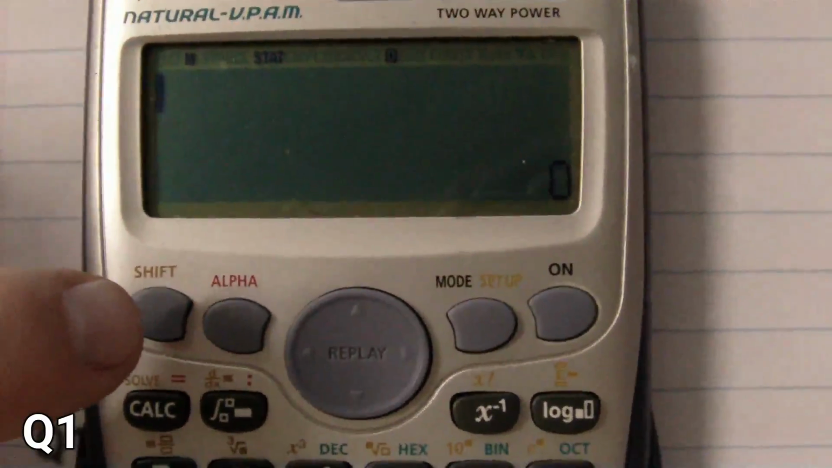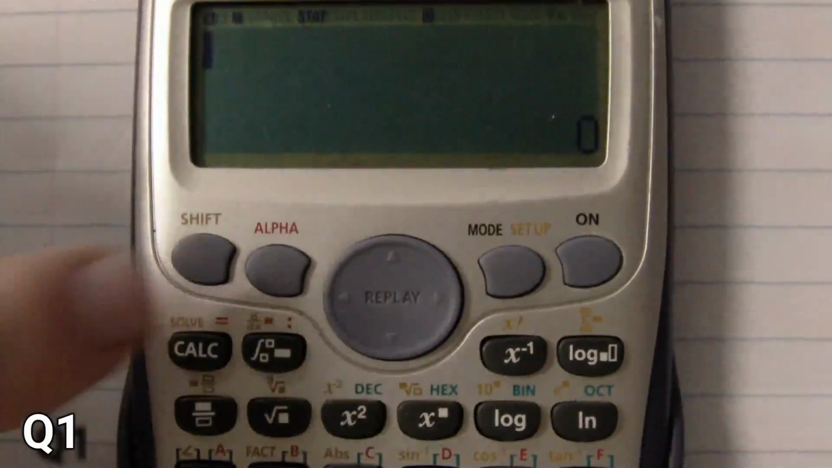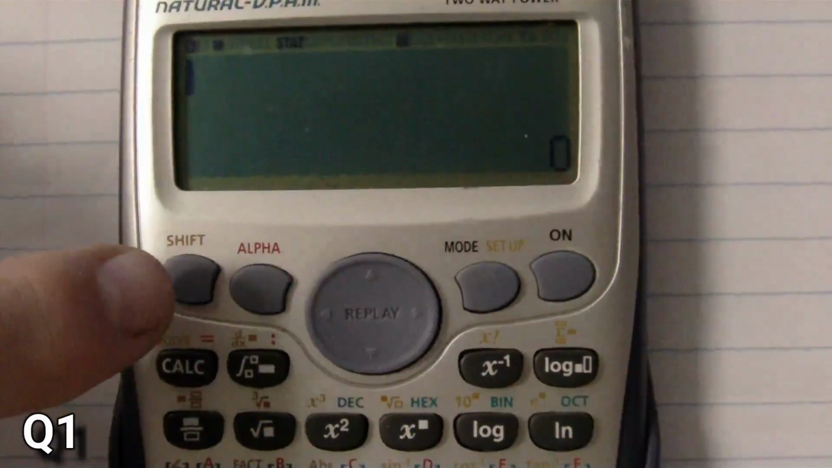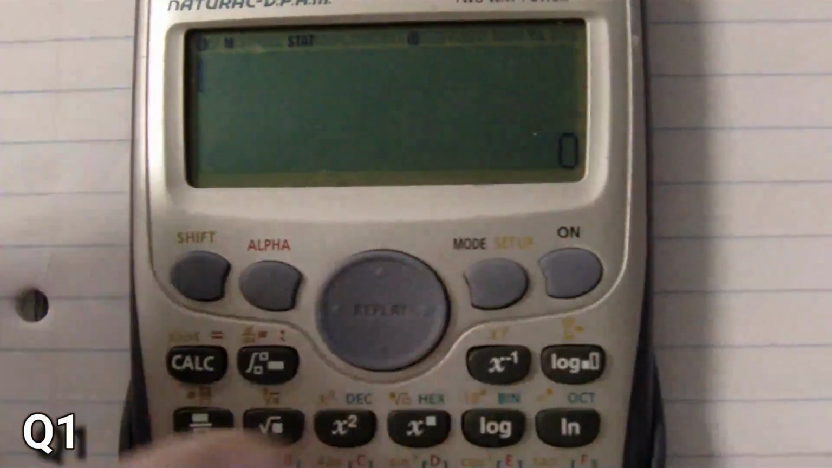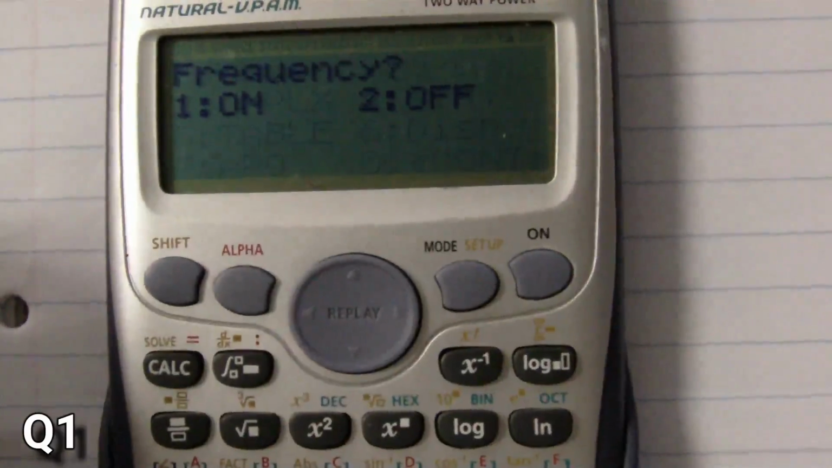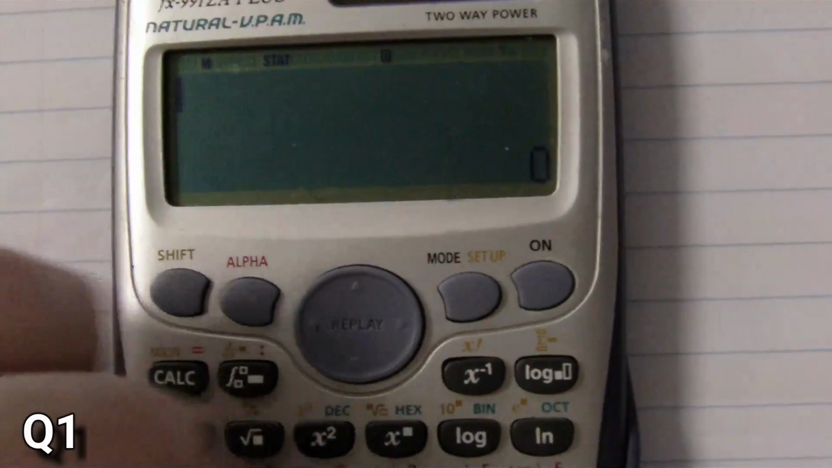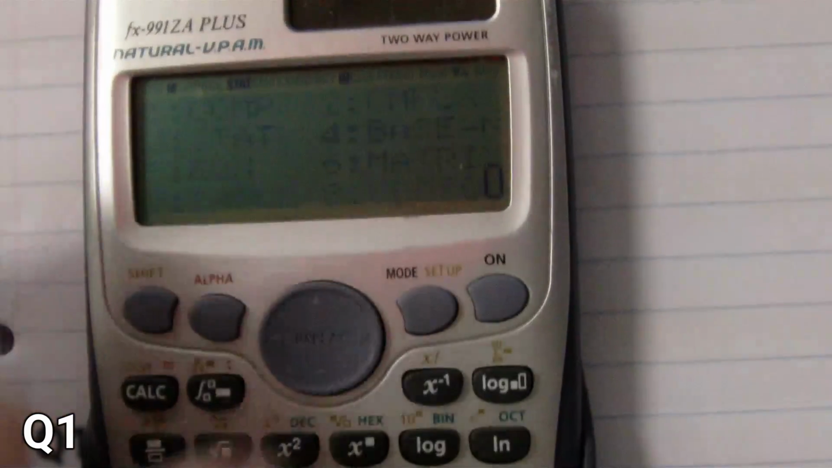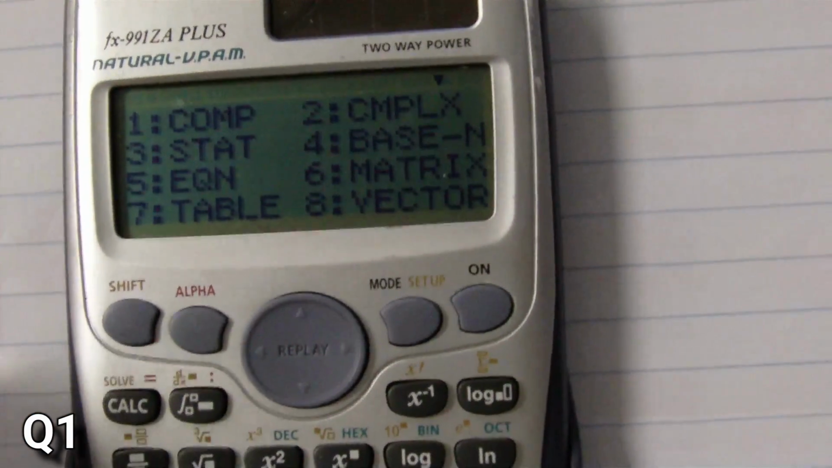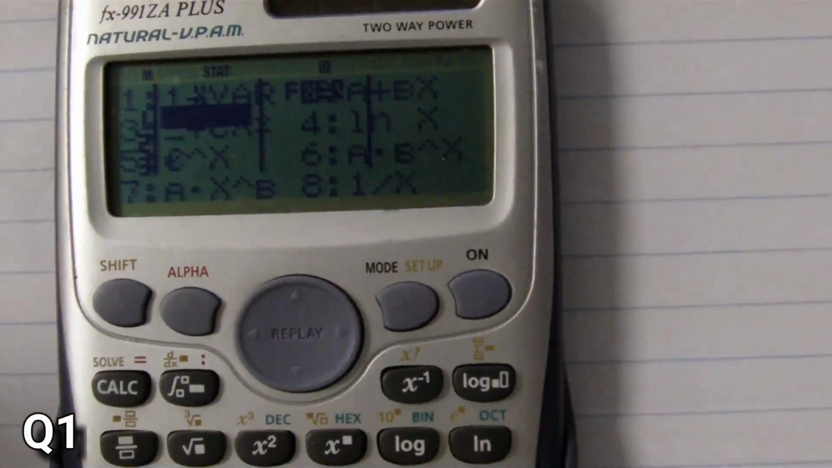So the first thing that you did a while ago was you turned your frequency on. Shift mode, you go down to 4 and you turn the frequency on. Okay, that's the first thing that you've done. Alright, then you just go shift 3 to get it into stats and 1. Alright, and then it gives you a table.